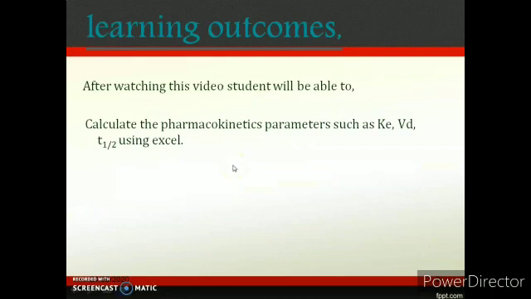So we will see the learning outcomes of this session. After watching this video, the student will be able to calculate pharmacokinetic parameters such as elimination rate constant, volume of distribution, and T half by using Excel.